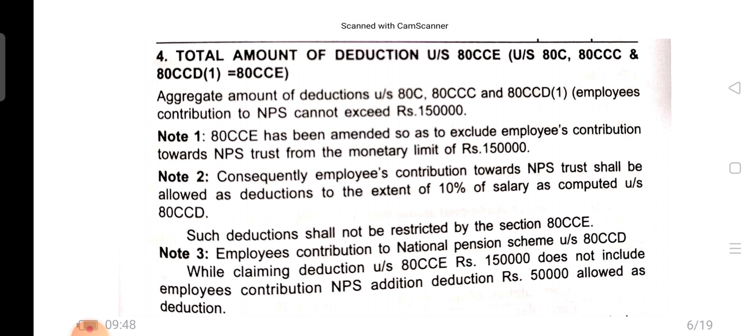Consequently, the employee's contribution towards NPS trust shall be allowed as deduction to the extent of 10% of the salary as computed under section 80CCD. Such deduction shall not be restricted by section 80CCE. Right? It is not restricted. So while claiming deduction under section 80CCE, rupees 1,50,000 does not include the employee's contribution to NPS. An additional deduction of rupees 50,000 is allowed.